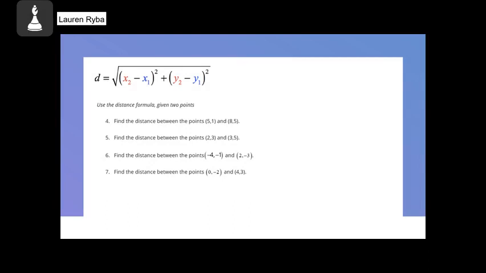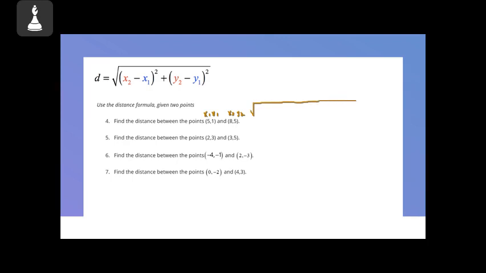Let's practice using that formula. Given 2 points, (5, 1) and (8, 5), let's find the distance. The first point is x1, y1. The second point is x2, y2. So all you have to do is plug into the formula.